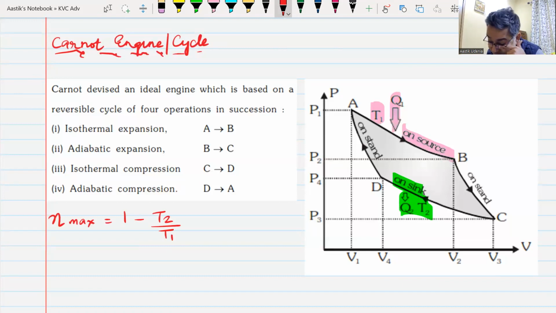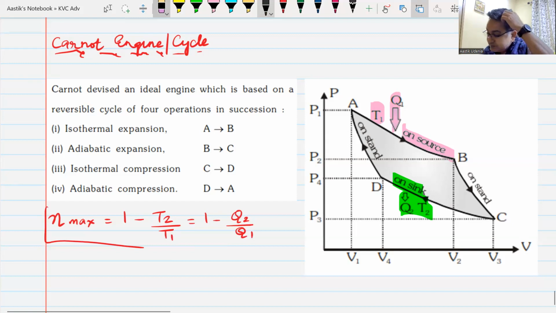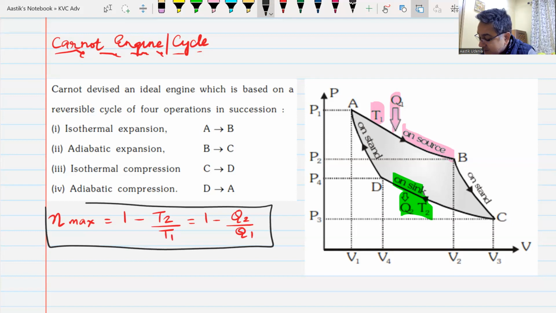What is T2? What is T1? There are only two processes in which heat is given in or given out. Heat is taken in the process A to B. Heat is given out in the process C to D. So 1 minus Q2 by Q1, and this for this cycle is equal to 1 minus T2 by T1. And therefore, the efficiency of a Carnot engine or a Carnot cycle is maximum.